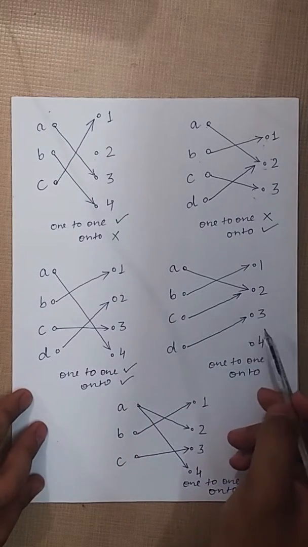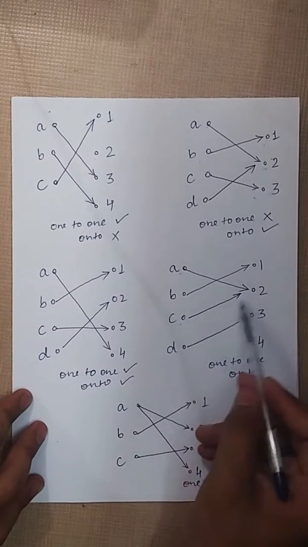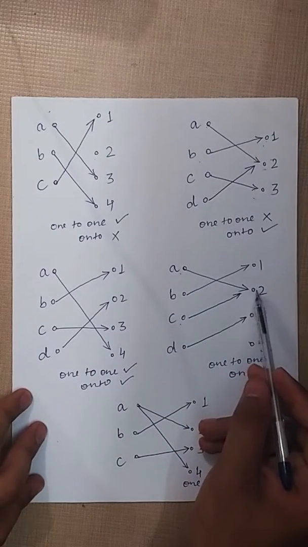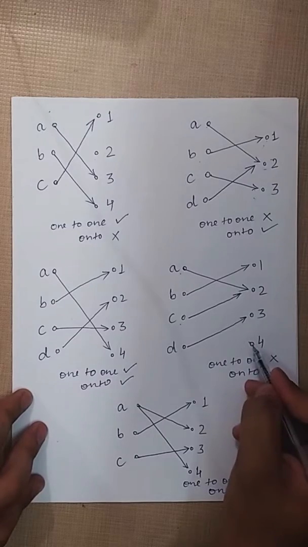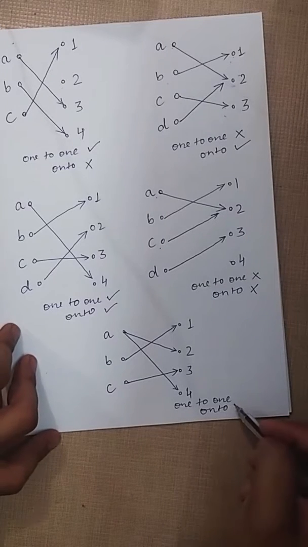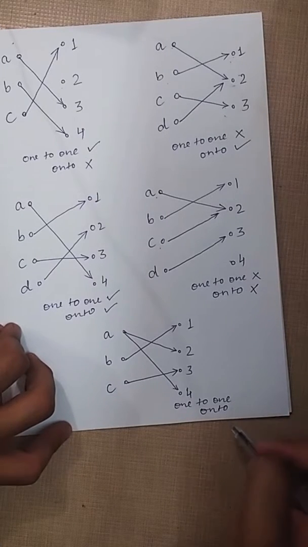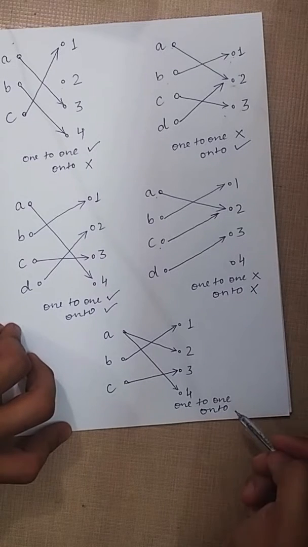Now this one, here A and C are mapped to the same element in the codomain. So this is not one-to-one. Is it onto? No, 4 is not mapped. Okay, let's look at this example. Is it a one-to-one function, or is it an onto function, or is it both, or is it none? Think about it.